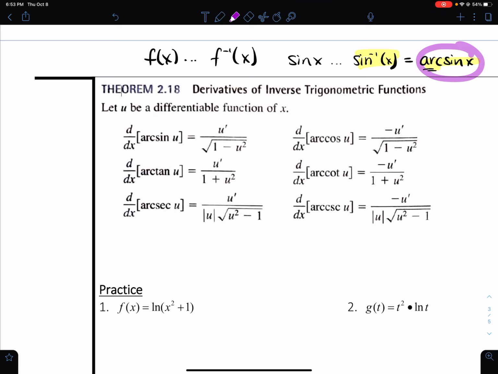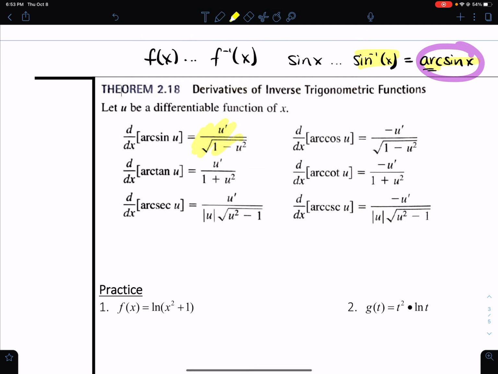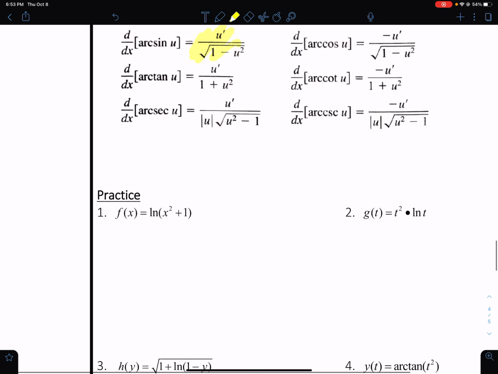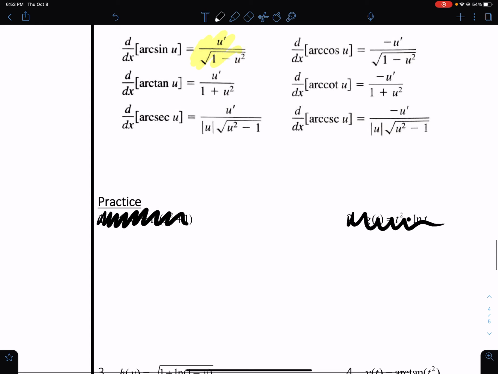Now, we're not going to prove all of these, but I do want to at least do one quick little proof. On this one, I just want to prove the arc sine one real fast because it does kind of relate back to our basic understanding of inverses. So these practices here, we're not going to do. These were just regular chain rule practices. We don't need those chain rule practices.